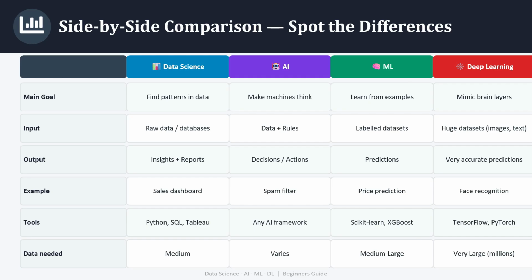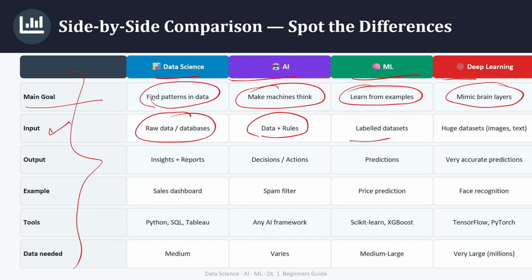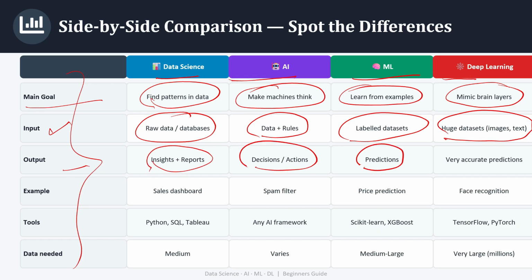If we do a side by side comparison, spot the difference between data science, AI, ML, and deep learning. Here I have given a chart. What is the main goal? Data science: find patterns in data. AI: make machines think. ML: learn from examples. And deep learning: mimic the brain layers. What is the input? Raw data or a database for data science, data plus rules for AI, labeled datasets for ML, and for deep learning, a huge dataset which includes audio, video, images, and text as well. What would be the output? Insight reports, decisions, actions, predictions, very accurate predictions. You can see the difference here.